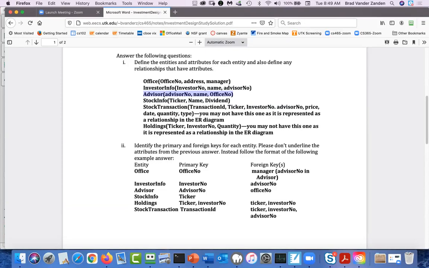true three-way relationship. And you'll notice that in room there were two attributes that form part of the key: room number and hotel number. That's part of the tip-off that it might be a weak entity. Here, there's no such thing going on. Investor info, advisor, and stock info are all uniquely identified by a single attribute.